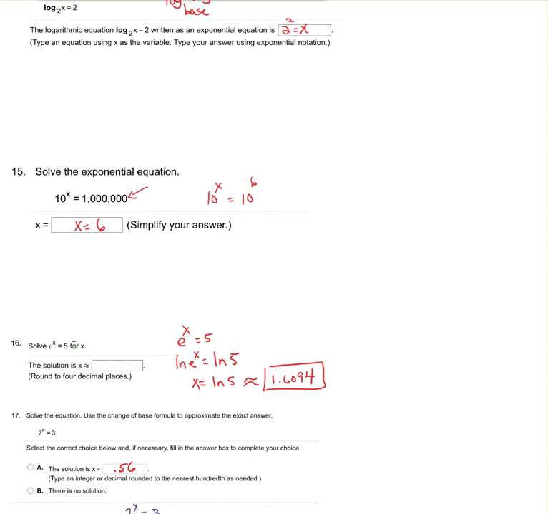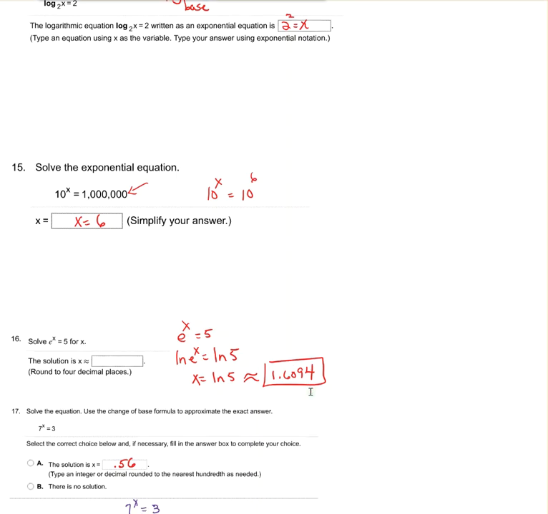E to the x equals 5. I think we talked about that in the notes. We're going to take the natural log of both sides. ln of e to the x equals ln 5. This becomes just the x equals ln 5. They want you to round to 4 places. So do that on the calculator. Hit the ln key, hit 5, enter, and you'll get this.